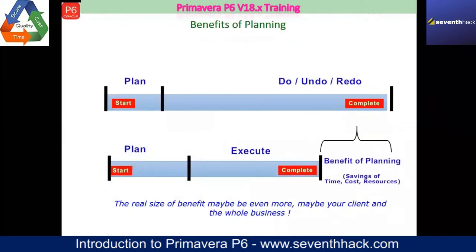So yes, this is the benefit of planning. If we start with a plan which falls short of the known objective, we do something only to realize that it is not something that we want. We undo it, then we redo it. That's how we complete the project: do, undo, redo. But suppose we plan sufficiently, then we execute instead of do, undo, redo. So what is the difference between do, undo, redo and execute?